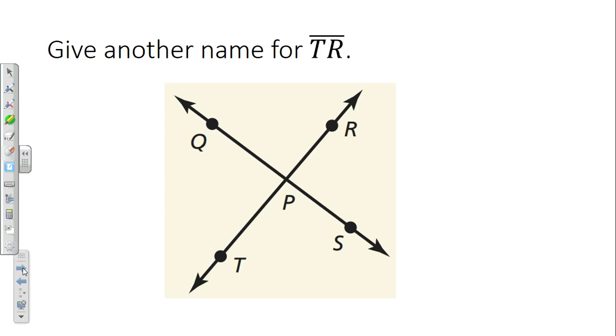Segment. Why is it a segment? No arrows, missing arrows, so it's a segment. Okay, so what's another name for segment TR? And this one's the tricky one. Yeah, there's only one other name.